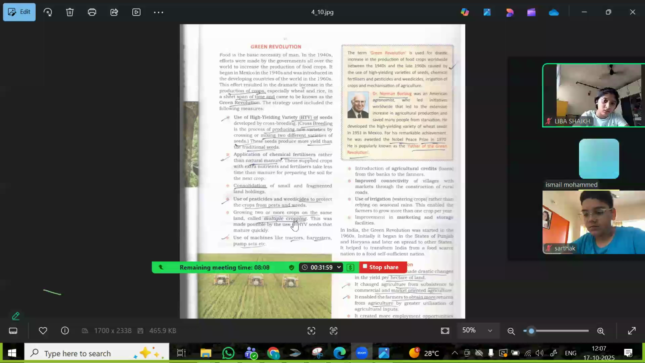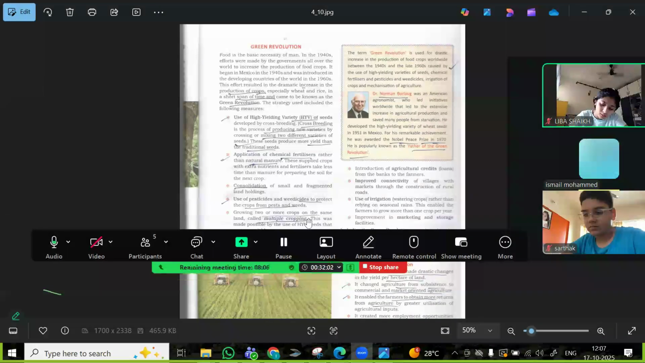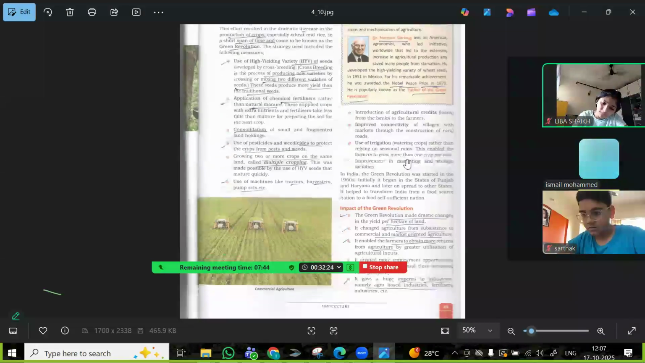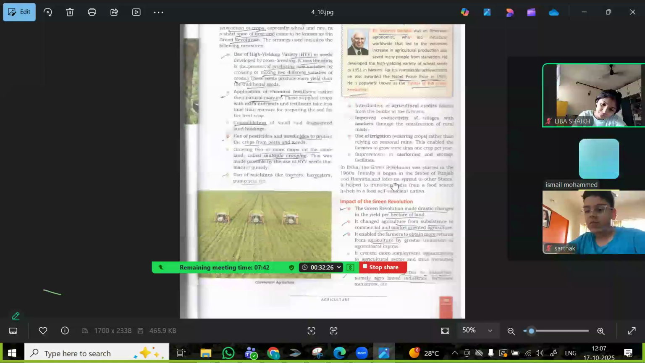And then they do multiple cropping, like in the same land, they do 2 or 3 or more kinds of cropping. And they use advanced machinery like tractors, pump sets, all these things. So the world has to thank this person, Norman Borlaug, because he's the father of the green revolution. He introduced it between the 1940s and 1960s by using high yielding variety of seeds, the fertilizers, and advanced machinery. And what are the impacts of the green revolution?